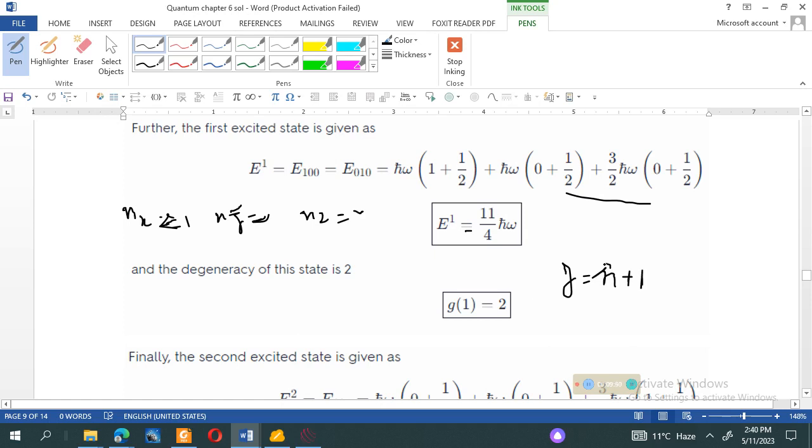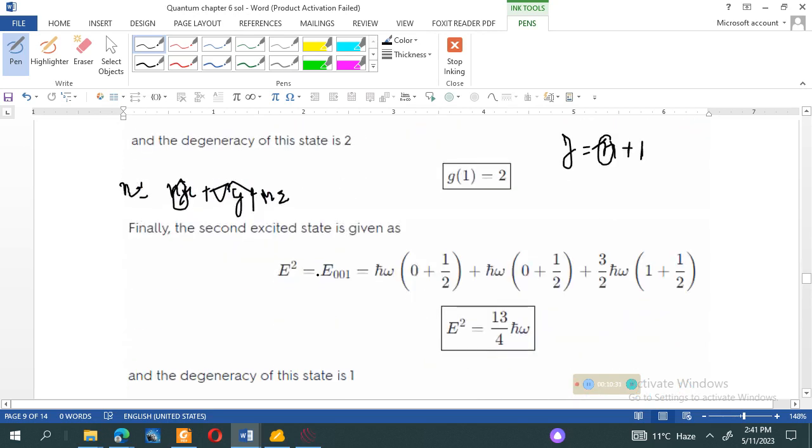Here n is equal to 1, because we know that n is equal to nx plus ny plus nz. If for example nx is 1, these two terms will be 0 for the first excited state, so definitely n will be equal to 1. If this is 0 and ny will be 1 and nz will be 0, meaning of the three terms, one will be 1 and the others will be 0, n will be equal to 1. So we put this in the degeneracy relation, and it will give us 2.